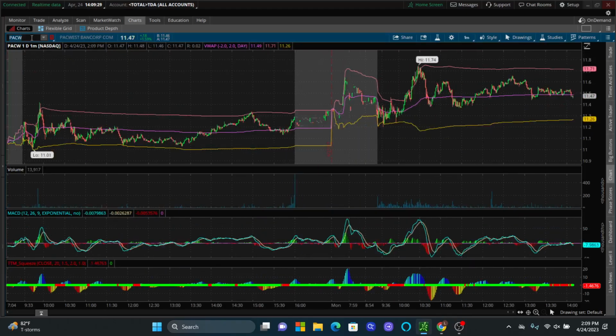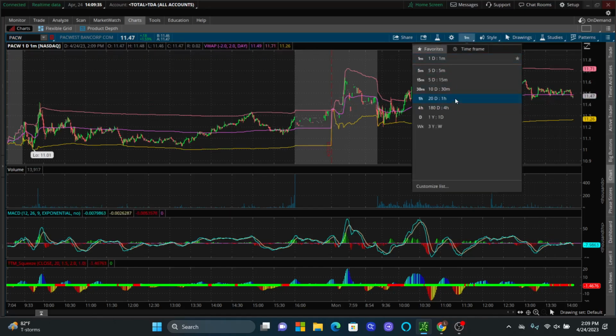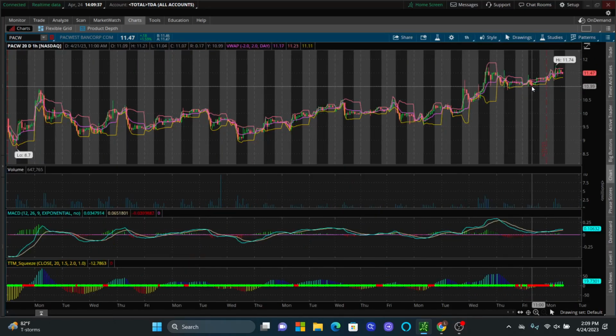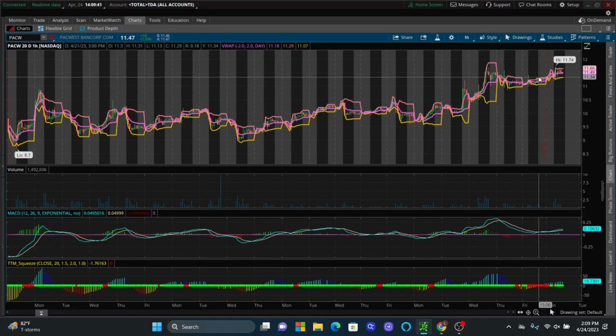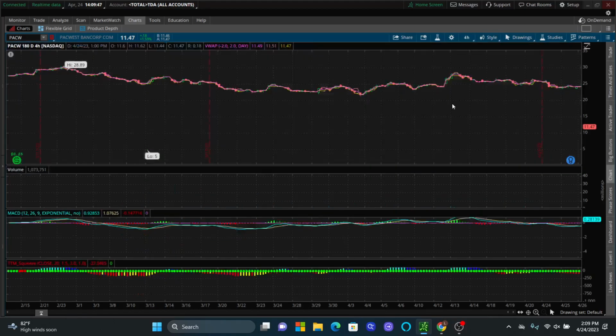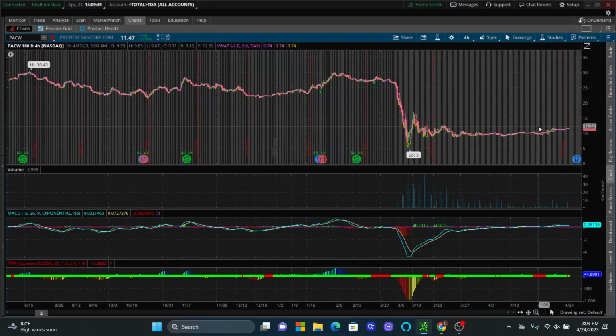PACW has been kind of choppy today, so it could have an opportunity to actually pop on this. If we go to a longer term chart, we definitely found a good support at the $11 level. It looks like we found a new support right here at the $11.34 level. So you could actually ride this up in continuation to $12. However, on the longer term chart, it does look like it's starting to recover, potentially going back to this $15 level.